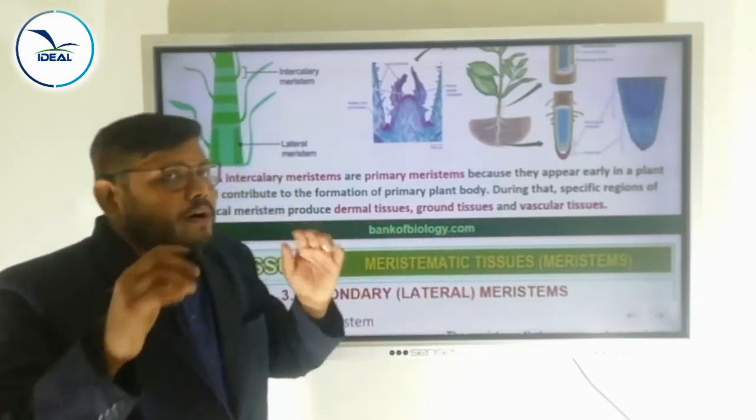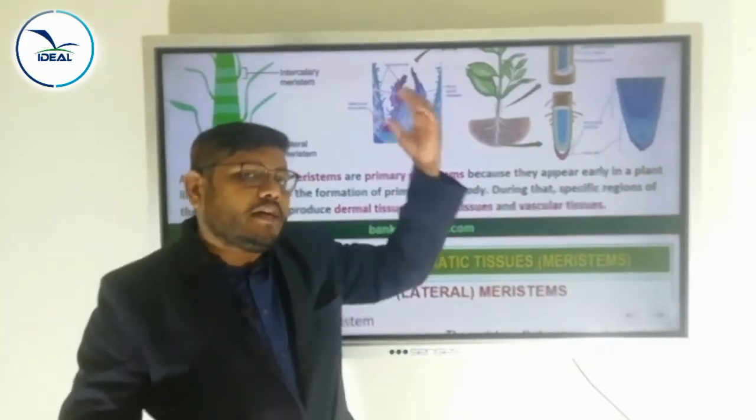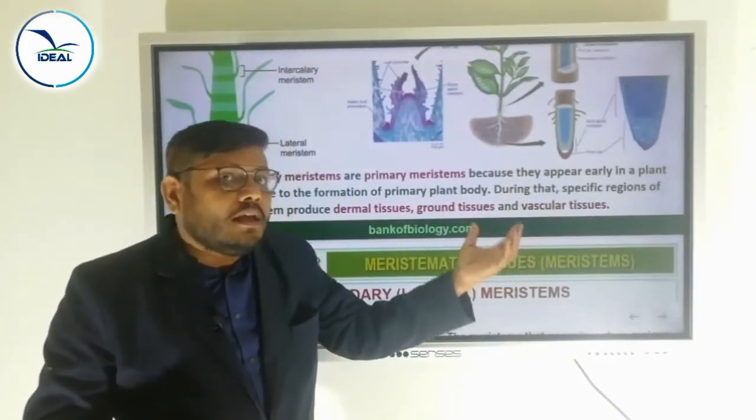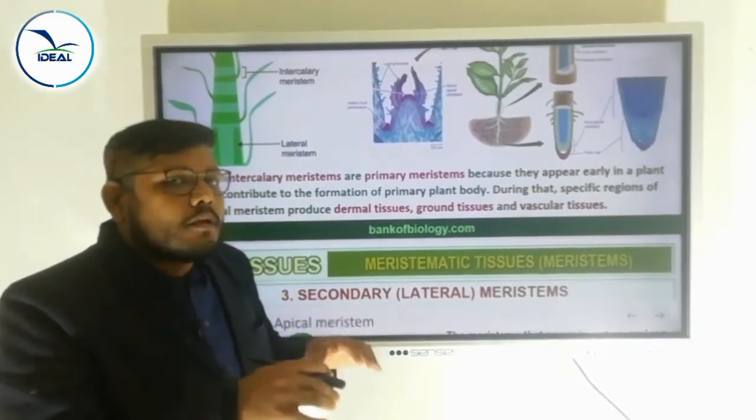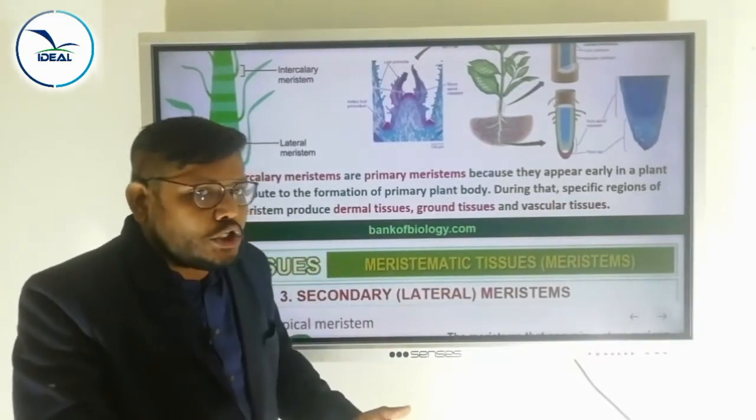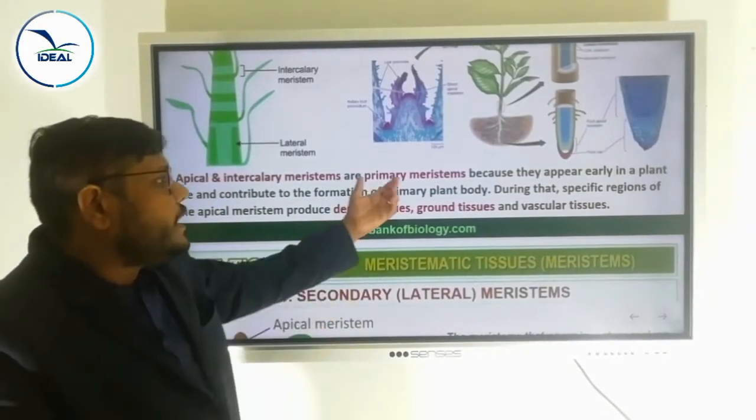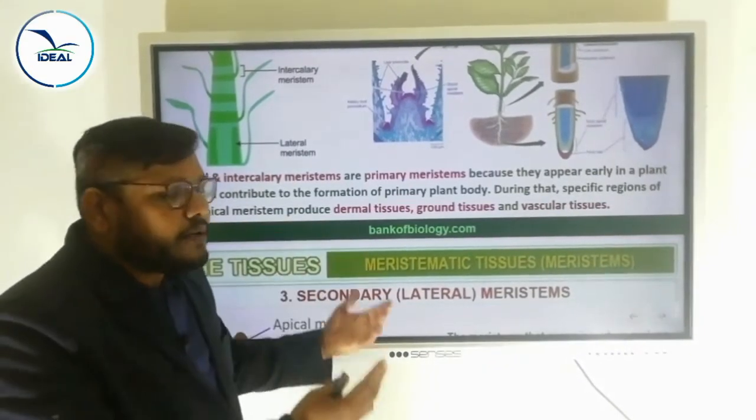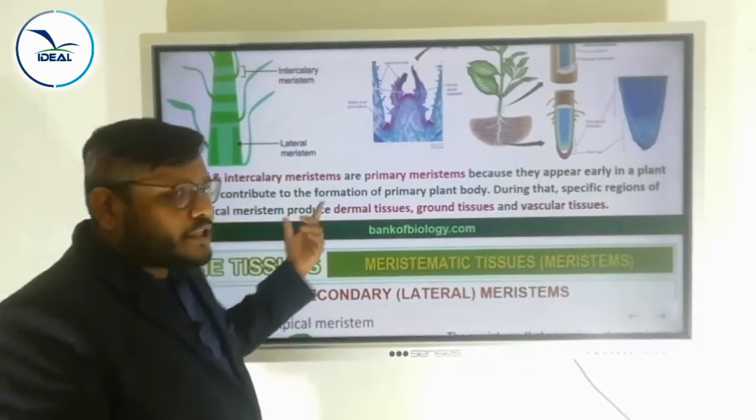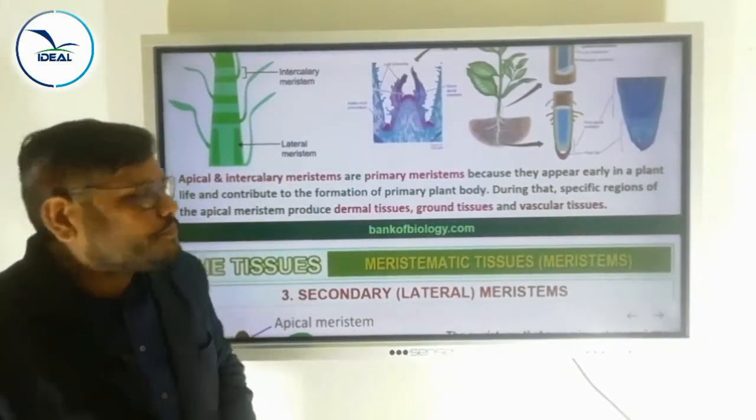Okay, so what is apical meristem? What is intercalary meristem? Apical meristems are located at the apex of root and stem. Another one is the intercalary meristem. That particular meristem is located between the mature tissues. These two meristems help to form the primary meristem. Is it clear? These are called primary meristem, which helps in the formation of dermal tissue, ground tissue and vascular tissue. Is it clear?